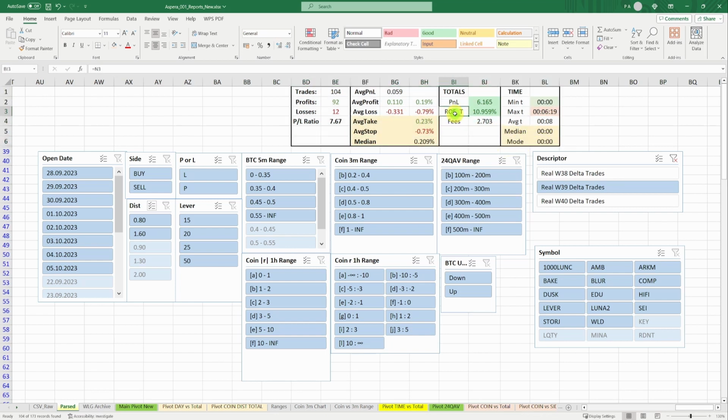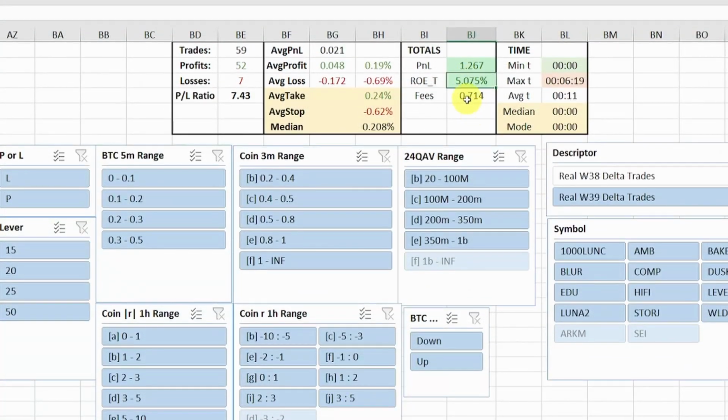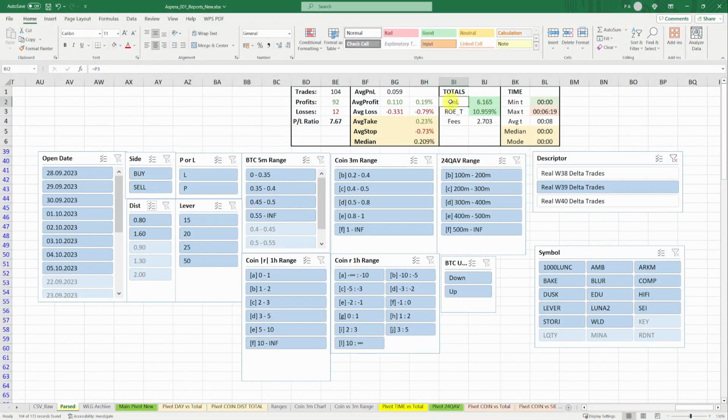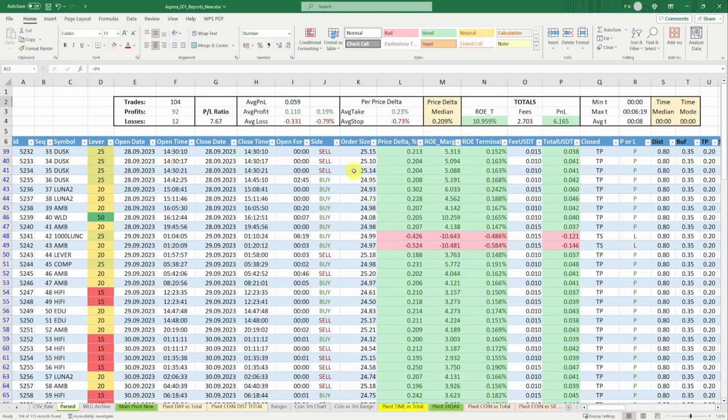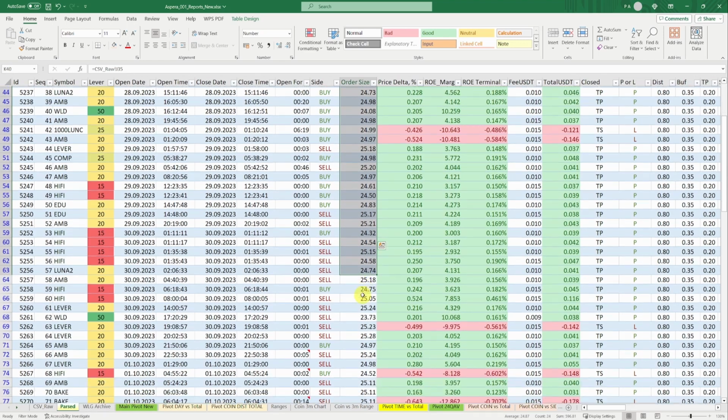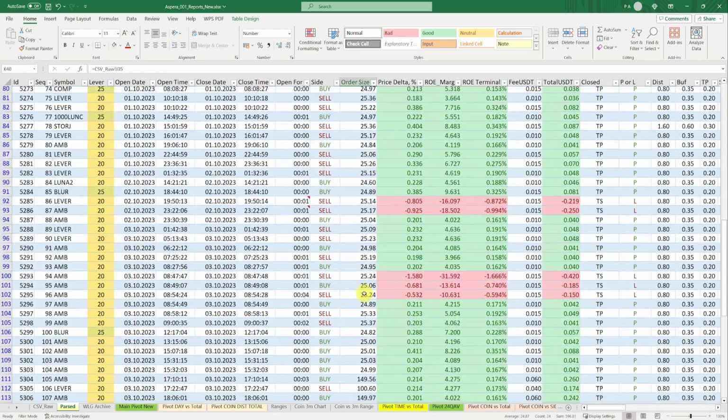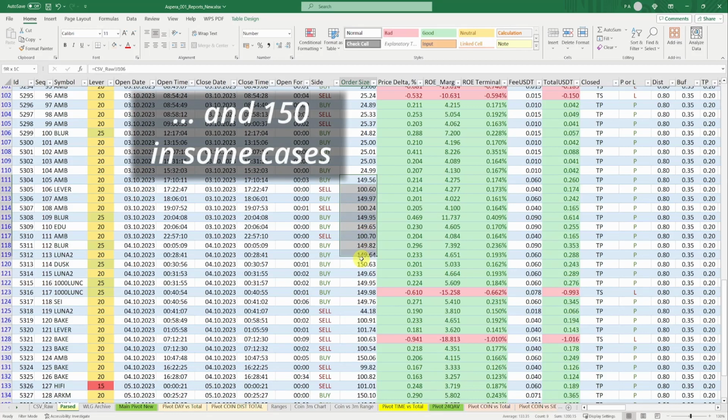The RoE for that set of algorithms in isolation is now almost 11%, up from the previous 5. And the P&L is substantially larger, at 6.16 USDT. That is, among other things, because upon publishing the previous video, I increased the order size, as I have planned to do, from 25 to 100 USDT.